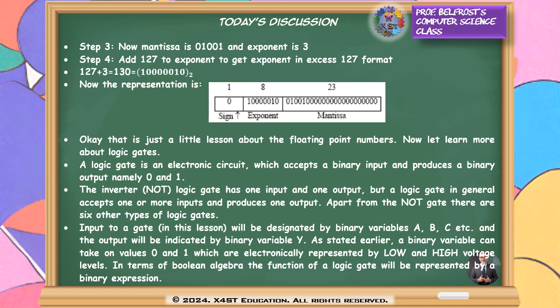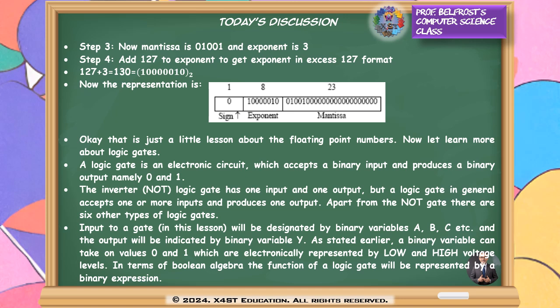As I've told you in a previous lesson, the logic gate is an electronic circuit which accepts a binary input and produces a binary output, namely 0 and 1. There are several of them. First one, the inverter. The inverter or the NOT gate has one input and one output, but a logic gate in general accepts one or more inputs and produces one output. And apart from the NOT gate, there are 6 other types of logic gates.